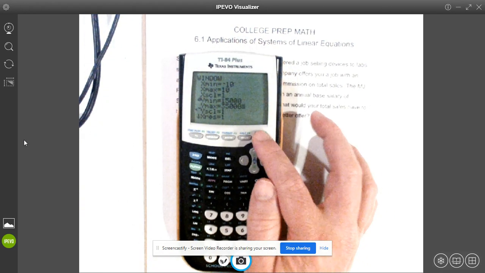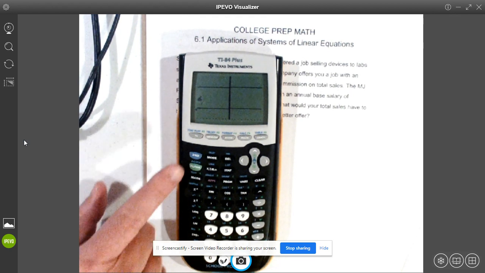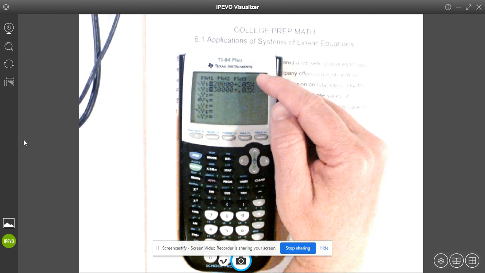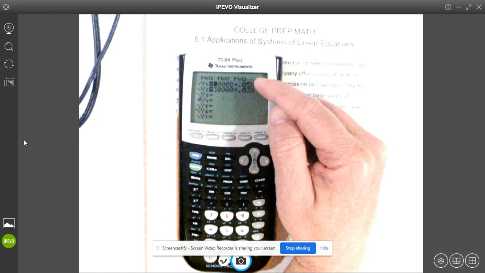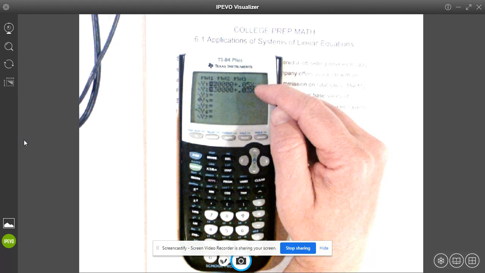Okay, and now if I graph this, it should look slightly different. Okay, so there's the first line and there's the second line, and they almost look parallel. But we know if you're making 5%, it's eventually going to catch up. So I know that bottom line is just a little bit steeper. It has a slope of 5/100, whereas this one has a slope of 3/100.